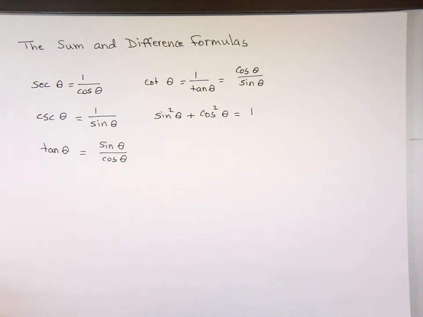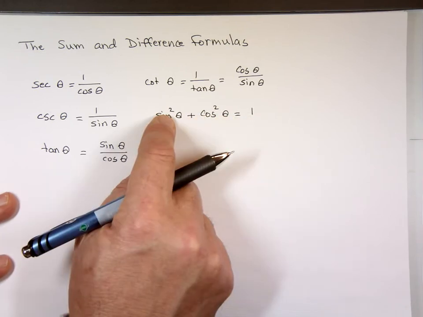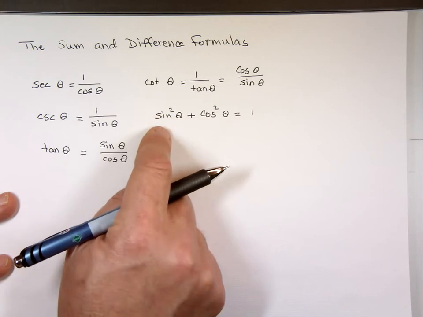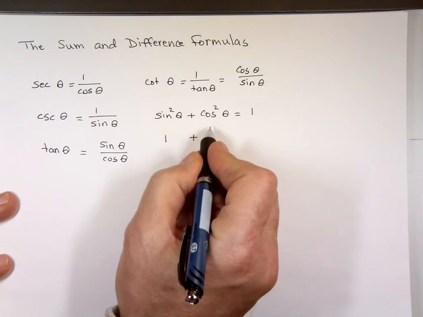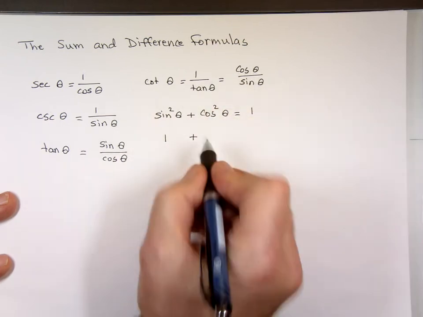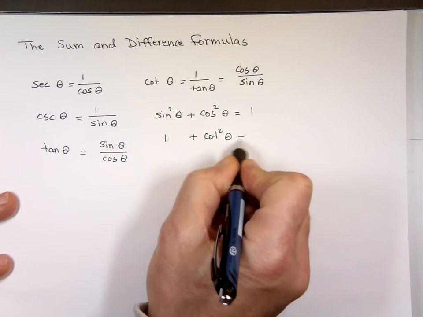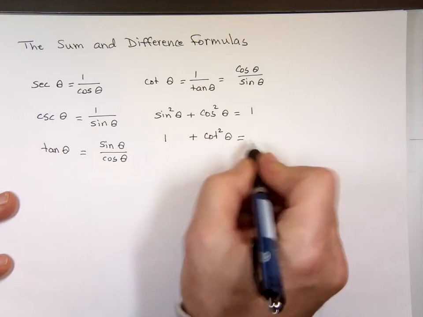How? If you divide every one of these terms by sine squared, you will have what? Sine squared over sine squared is 1. What's cosine squared over sine squared? Cosine over sine is cotangent. That'll be cotangent squared theta. And what is 1 over sine? Cosecant, you square it.